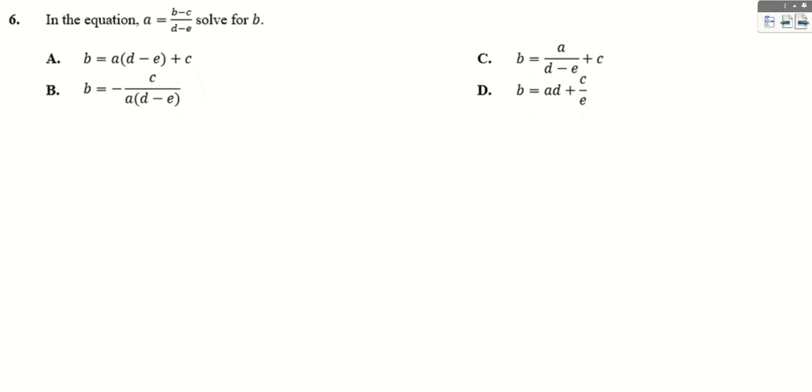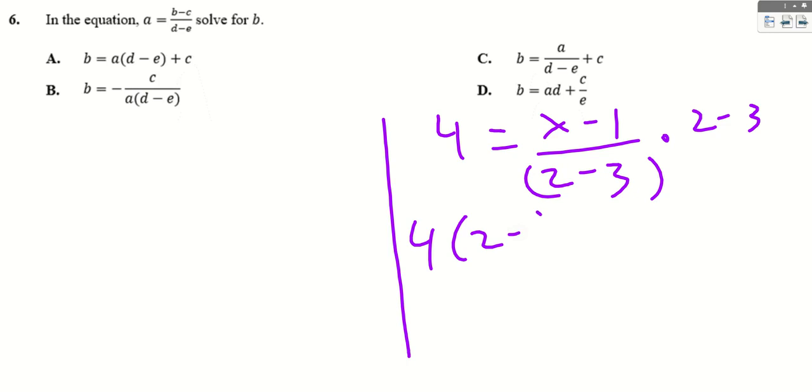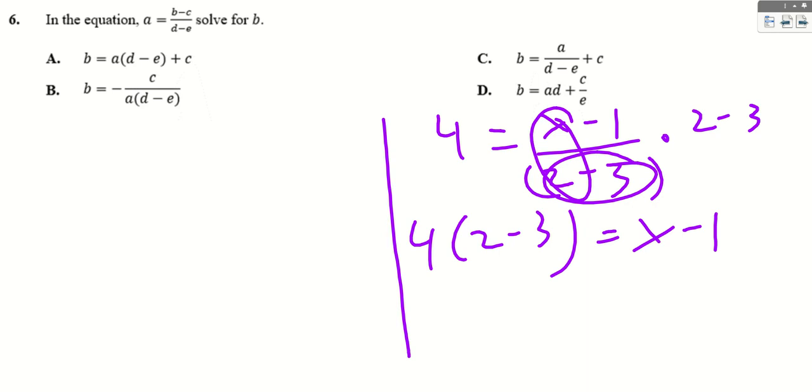Okay, solving for B. Let's say I had 4 is equal to x minus 1 over 2 minus 3. And let's pretend that we are not going to simplify this 2 minus 3. The first thing I would do is I'd multiply 2 minus 3 to both sides. And then I would get x minus 1. The reason we would do that is because this can't combine with this x, so we need to do the opposite of divide, which is multiply. What we do to one side, we need to do to the other.